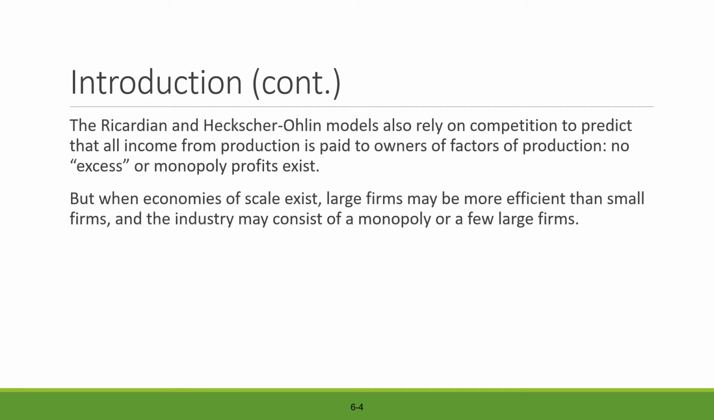But when the economies of scale exist, large firms may be more efficient than small firms, and the industry may consist of monopoly or few large firms. Again, the presence of monopoly is also made possible due to the economies of scale, because larger firms can be more efficient in production than the smaller firms. They can compete these smaller firms out of the market. They can sell at prices such that the small firms cannot compete and they may exit the market.